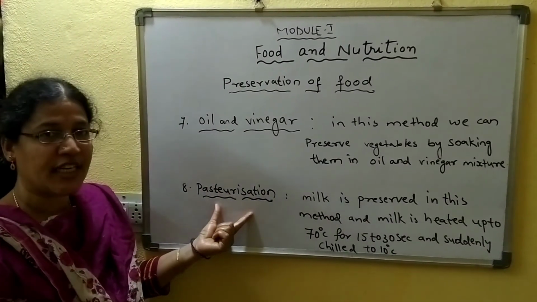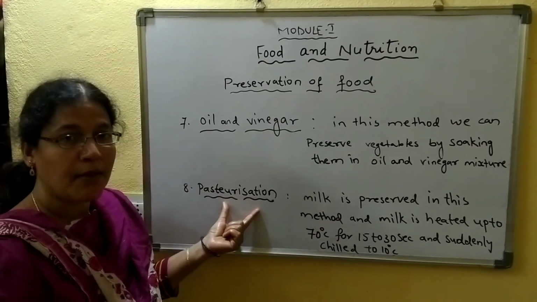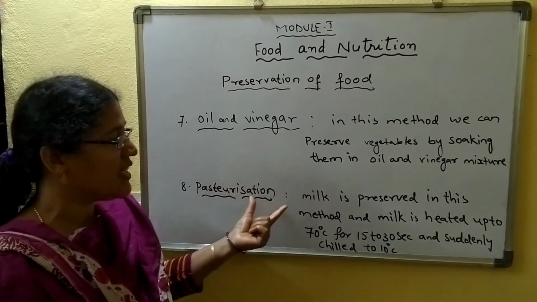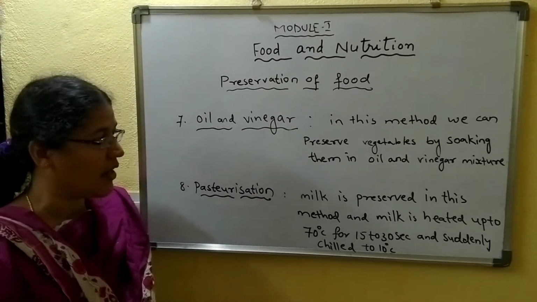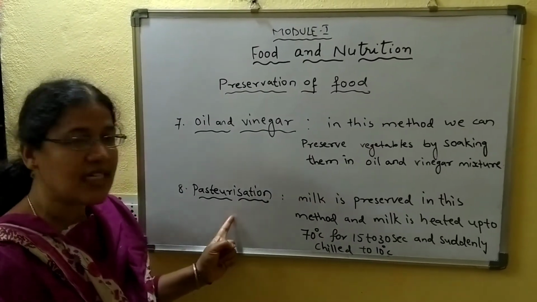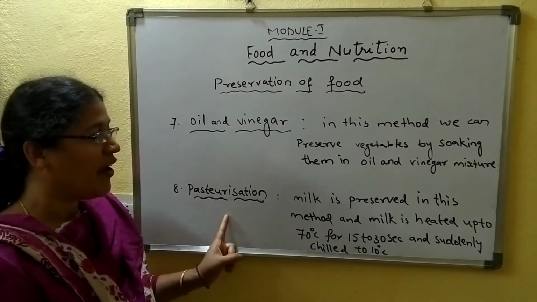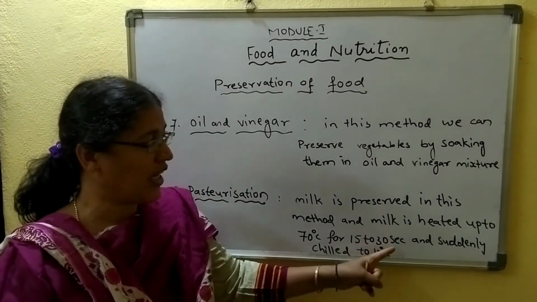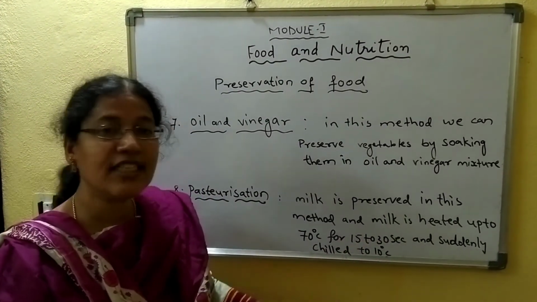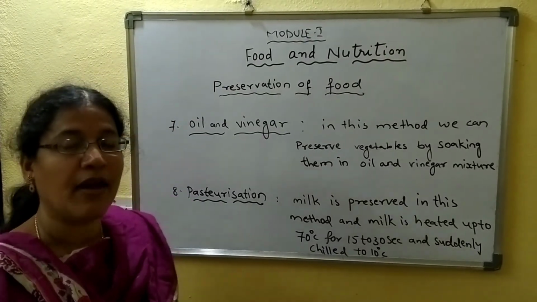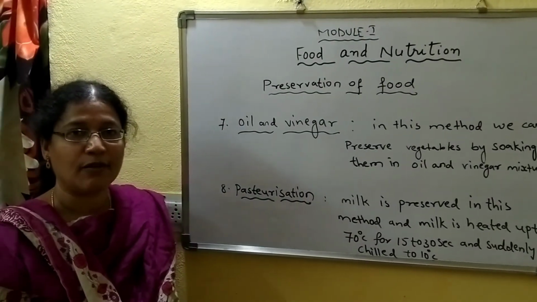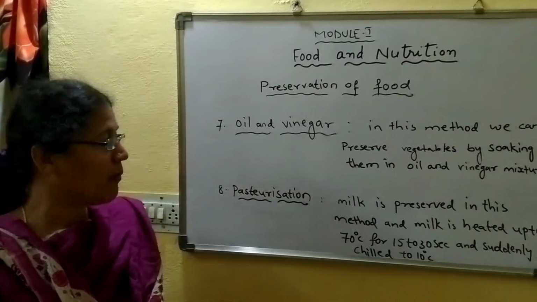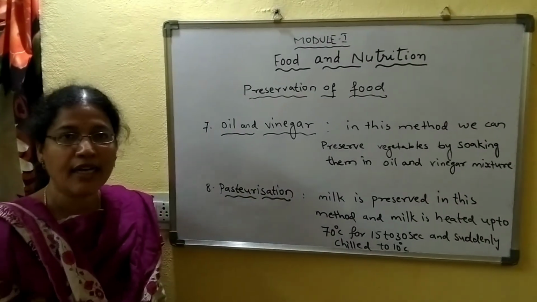And pasteurization. It is a very important preservation method which we can see in milk preservation. Okay, milk is preserved by this method. In this method we heat the milk up to 70 degrees for 15 to 30 seconds and suddenly chill it to 10 degrees centigrade, and then allow it to be packed so that milk is preserved for a longer time.